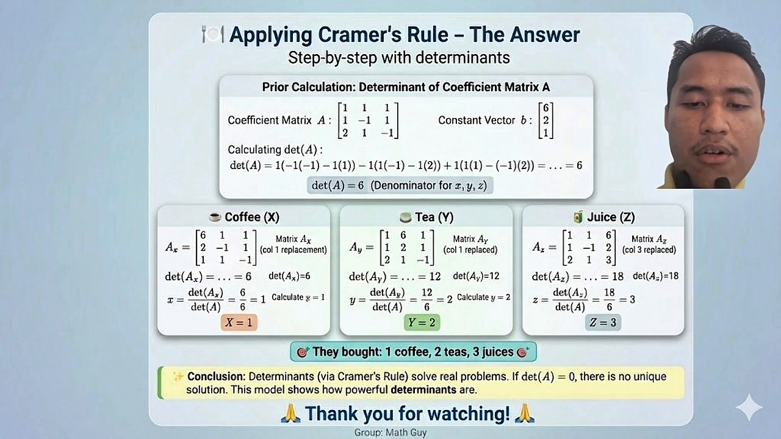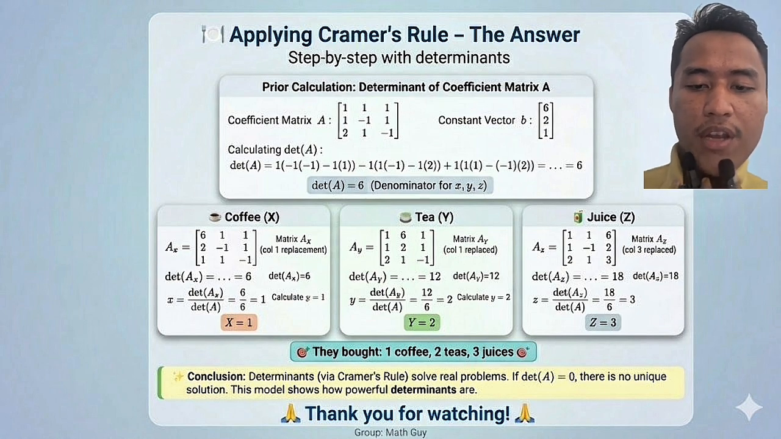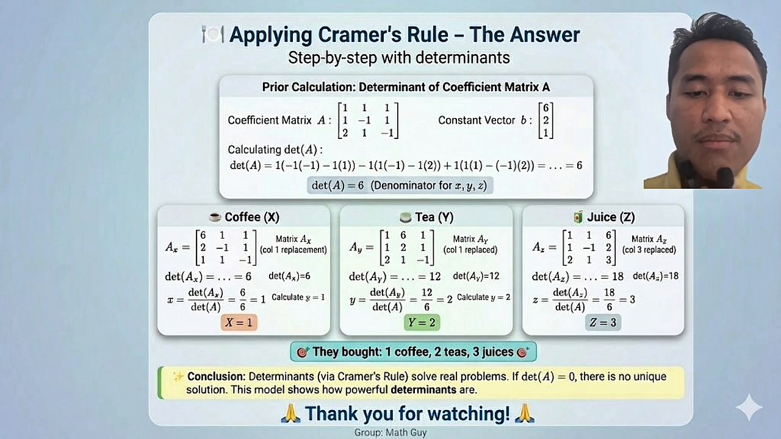Therefore, to answer our original question, how many of each drink did the three friends buy? The answer is they bought 1 coffee, 2 teas, and 3 juices.